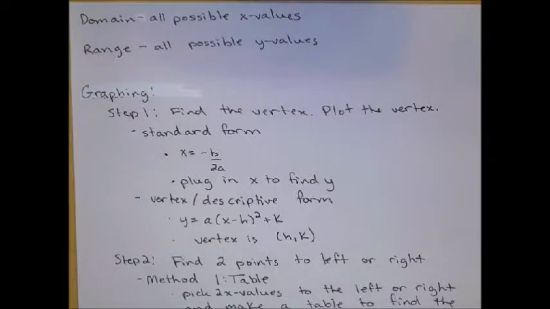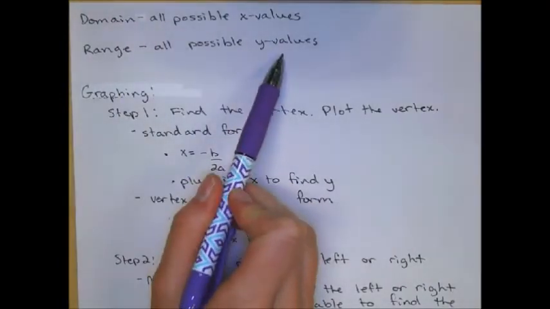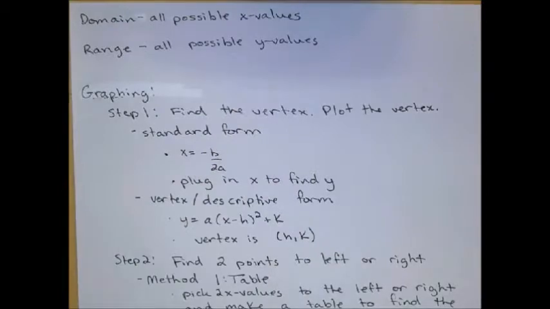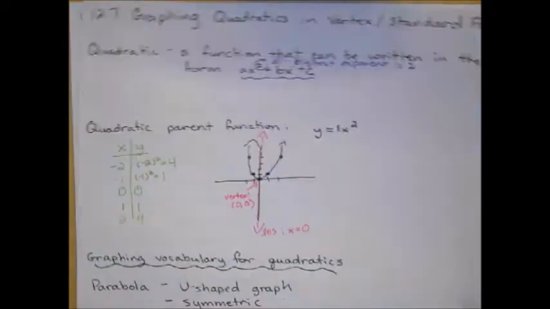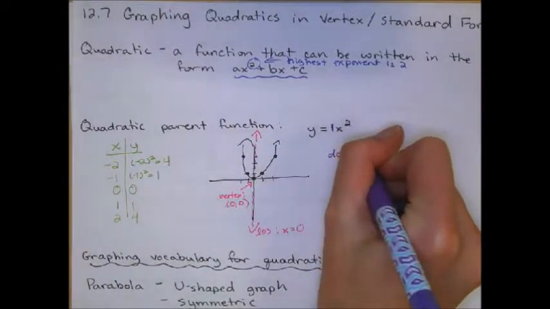Here are our last two key vocabulary words for graphing, domain and range. Our domain is all possible x values, and our range is all possible y values. I want to look back now at our parent function, and I want to write out what is our domain and what is our range.